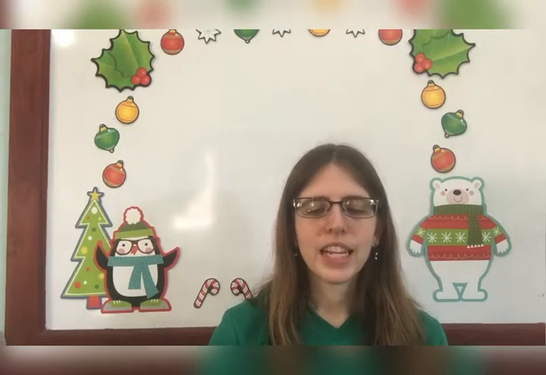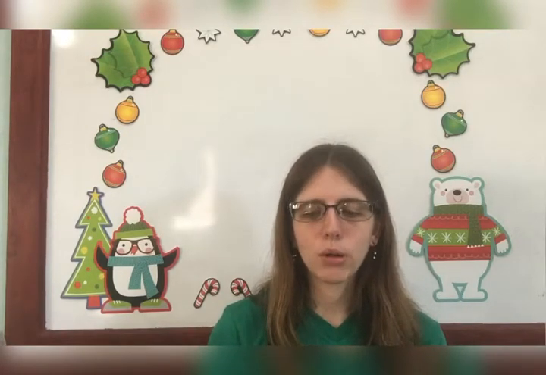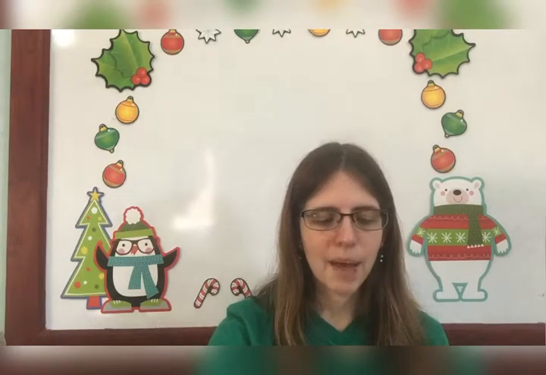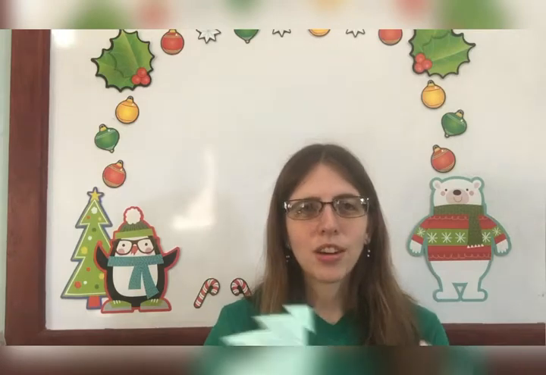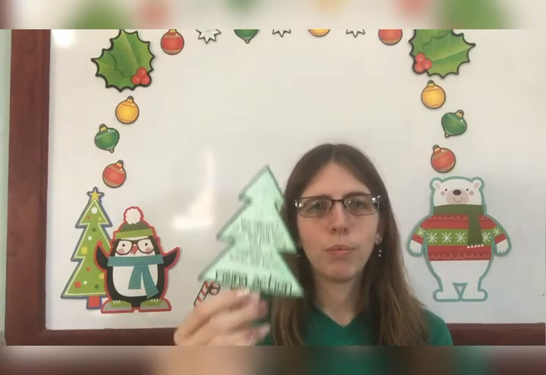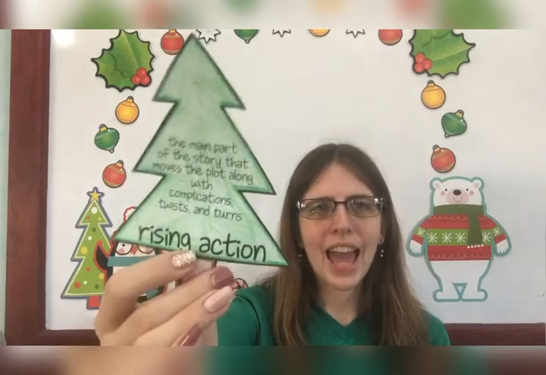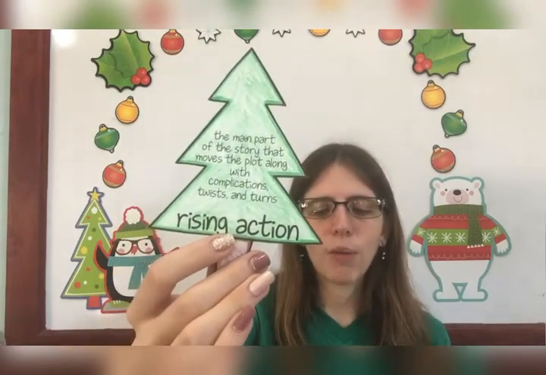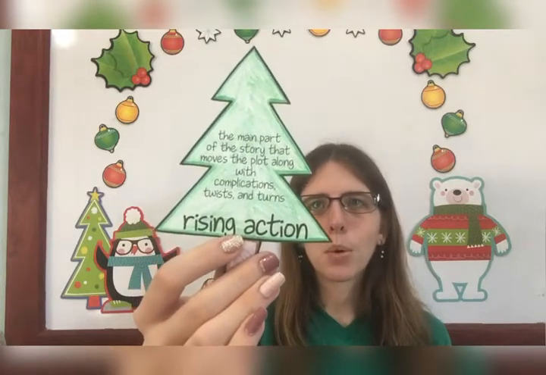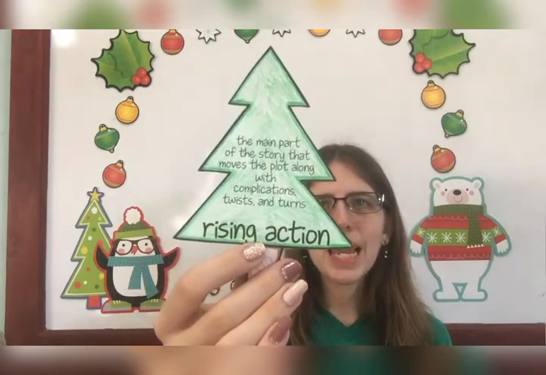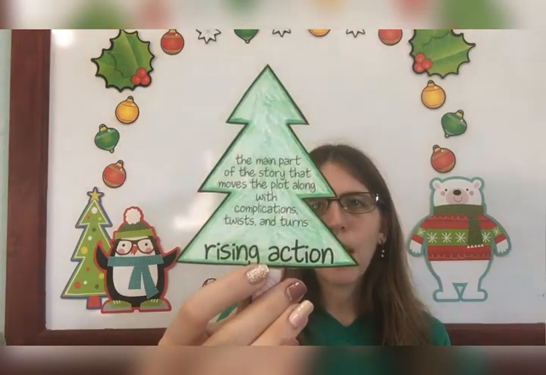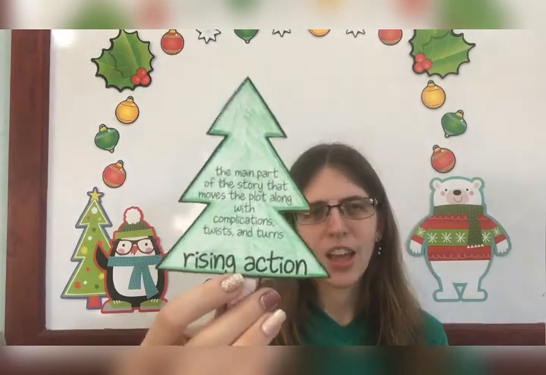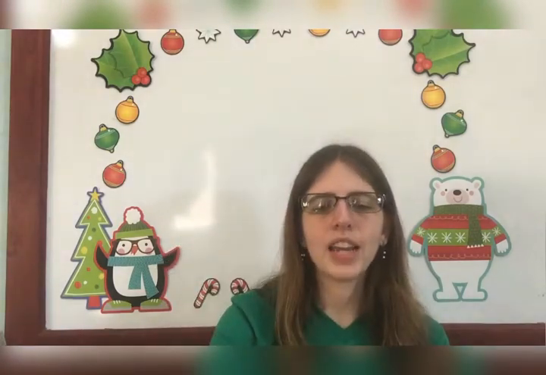Then we have the inciting incident, which sets the story in motion and makes the rest of the story possible. That's like the very first thing that happens, what starts everything rolling. And then whatever is rolling is called the rising action. The rising action moves the plot along as complications arise and conflicts become more intense. So the main part of the story that moves the plot along with complications, twists, and turns, that's your rising action. It's everything that's going on in the story.